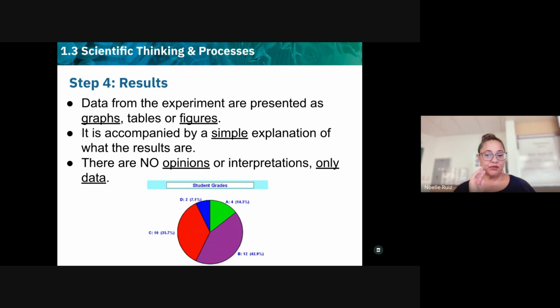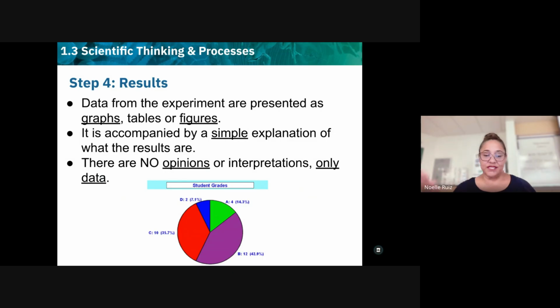So this happens to be a pie chart. We can use a line graph. We're going to use a lot of line graphs this semester. We can use a bar graph. We can use all kinds of graphs. But graphs belong in the results section of the scientific method.